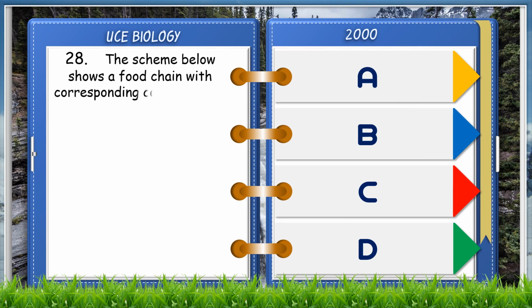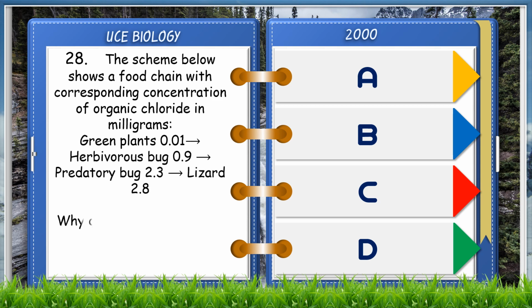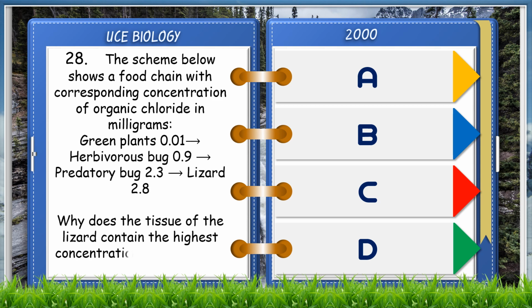The scheme below shows a food chain with corresponding concentration of organic chloride in milligrams. Green plants 0.01, herbivorous bugs 0.9, predatory bugs 2.3, lizards 2.8. Why does the tissue of the lizard contain the highest concentration of the organic chloride?